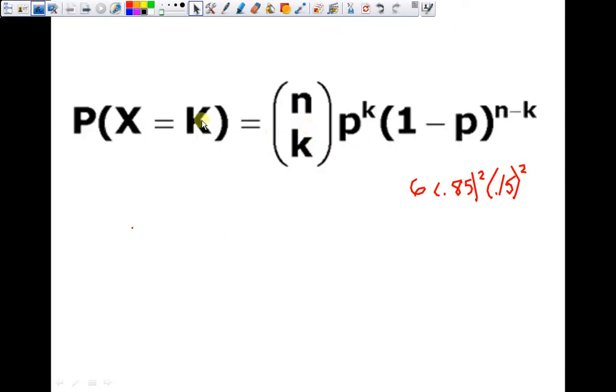So this is the binomial distribution formula. N choose K tells you how many ways you can choose K successes out of N trials. P is the probability of success, which is our 0.85 here. K is how many successes we wanted, which was 2. 1 minus P is the probability of a failure. If there was an 85% chance of success, there's a 15% chance of failure. And then N minus K is how many failures you had to have if you get K successes. In this case they're the same amount, but N minus K is how many failures you have.